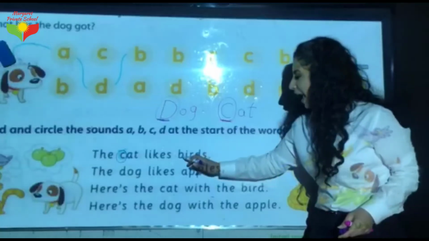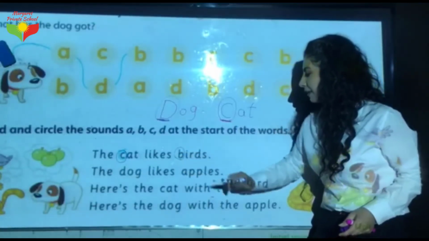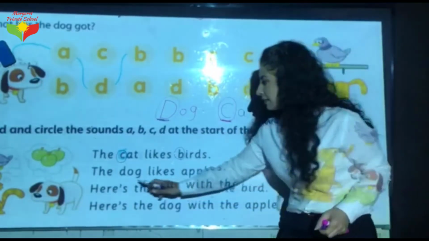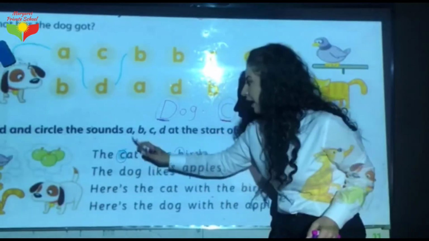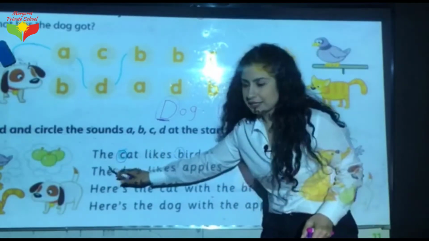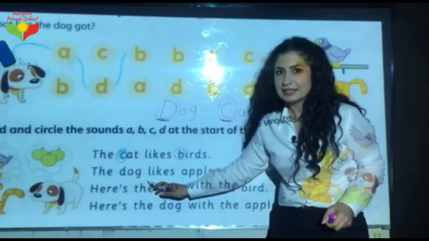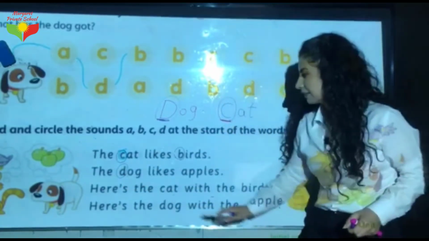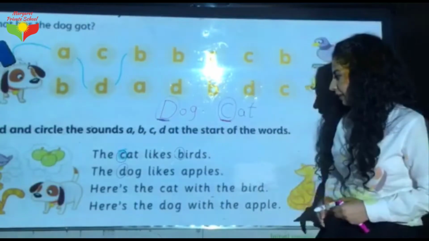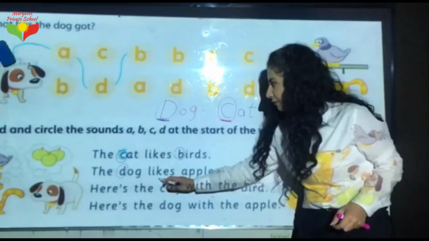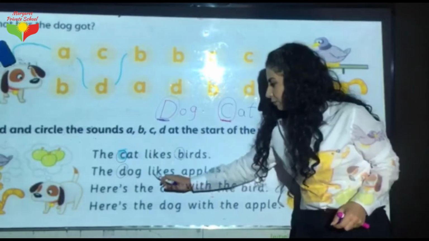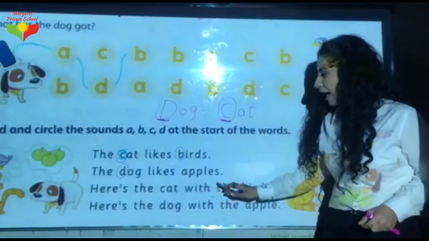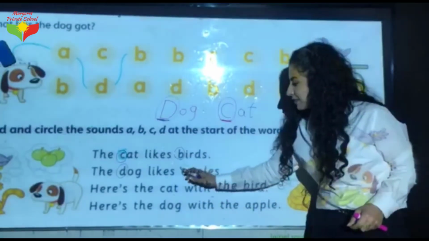Birds. So we have to circle B. Okay, dears? Now let's go to the second sentence. The. We don't have any of these letters, so skip it. Dog. Okay, circle letter D. Okay. Let's go to likes again. We don't have any of these sounds in this word, so skip it. Apples. So we have to circle A.